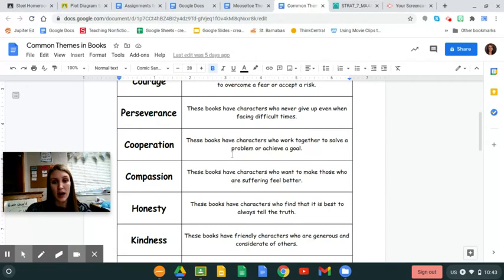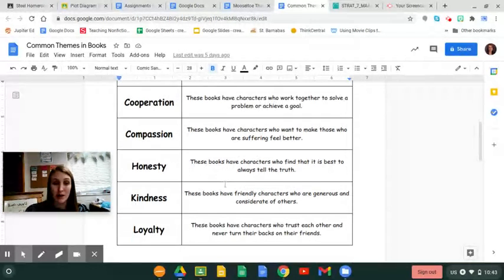Cooperation means that characters have to work together. They maybe are independent at first, and then they realize they have to work together to achieve that goal. That would be the theme of cooperation. Books that have themes of compassion are books that have characters that help others who are suffering. Books with themes of honesty have characters who have to figure out that telling the truth is the best thing to do. So maybe they're not honest at first, and then they have to go through something where they realize that honesty is the right way to go.